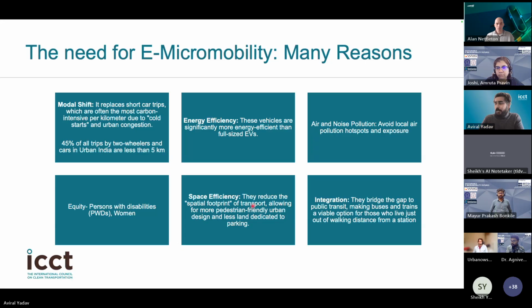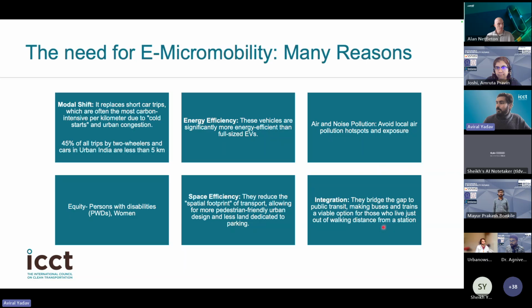Then integration with the public transport. Currently, if you just take out your motorcycle or ICE two-wheeler, it's not that I can only go with this vehicle till 2 kilometers. You take it out and you just use it to go anywhere. While with electric micromobility, you will know that I'll be using this mode till 1 or 2 kilometers, then I'll hop into a bus or a metro and go on. So I would say it will promote more use of public transport in the longer trips.